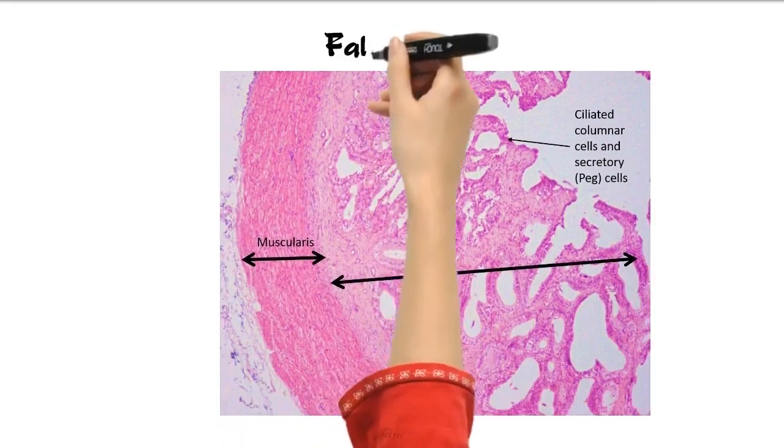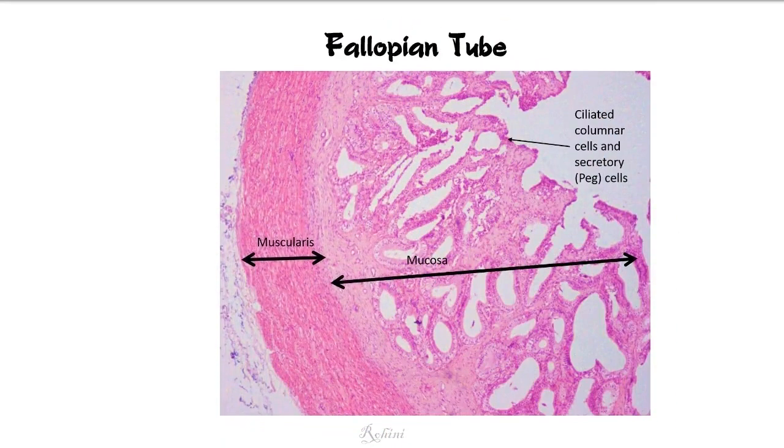Fallopian tube is composed of the mucosa, muscularis and serosa. The lining epithelium here is the ciliated columnar cells and the secretory, peg cells.